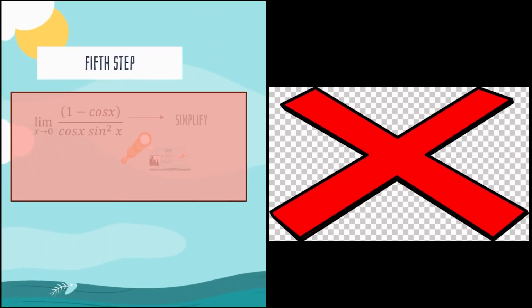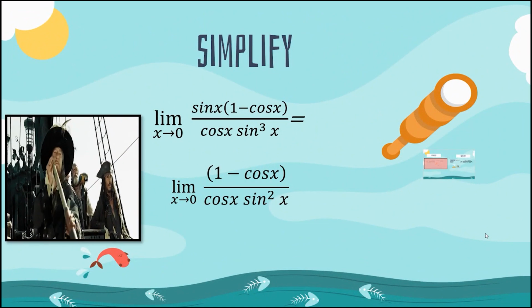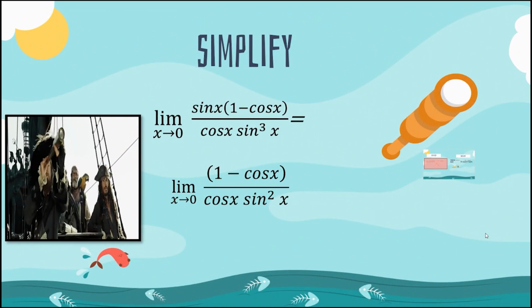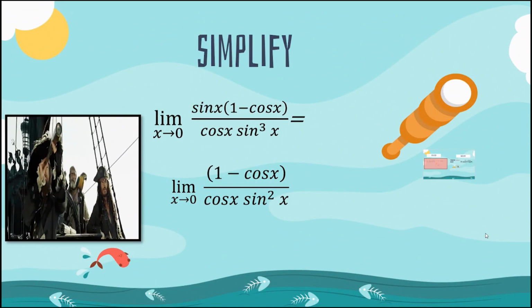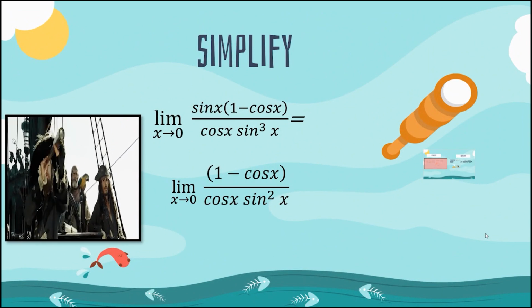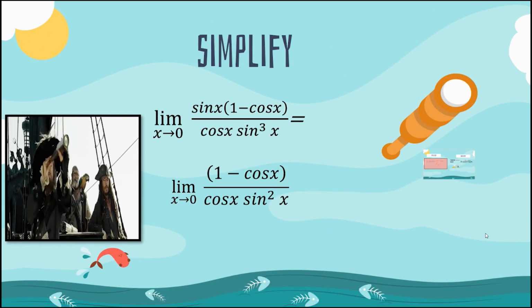Hello dear pirates, it's me, Sir Captain Phillips. To continue in this mystery for our treasure, we need to simplify the equation. And we will be left with 1 minus cosine of x, divided by cosine of x times sine squared of x. Now, my dear pirates, we should simplify as much as possible, but right now we can only simplify once, and the answer of the simplification is 1 minus cosine of x, divided by cosine of x times sine squared of x.